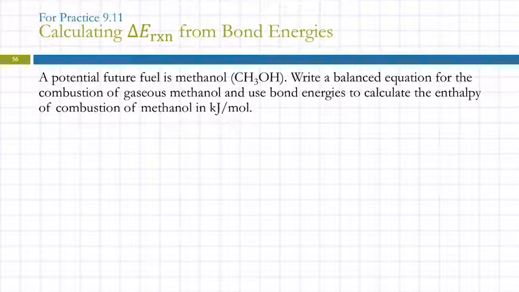So let's do an example. A potential future fuel is methanol. And they've already started... No, never mind. That was ethanol. Write a balanced equation for the combustion of gaseous methanol and use bond energies to calculate the enthalpy of combustion of methanol in kilojoules per mole. So the first thing is write a balanced equation.